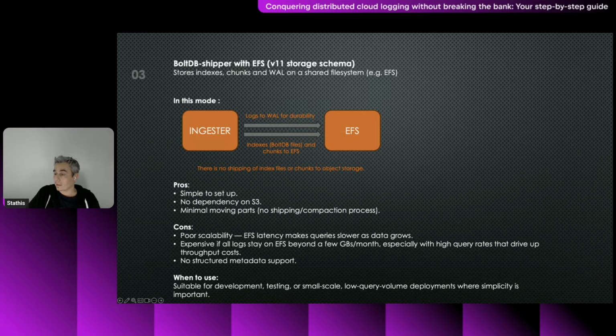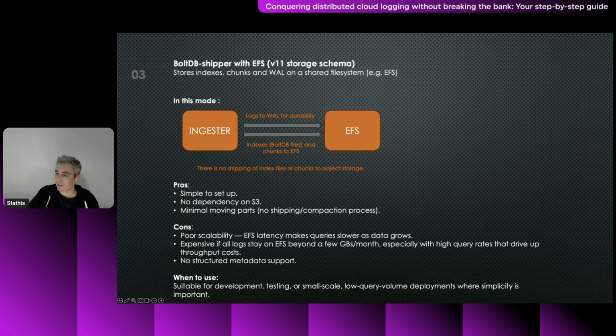The pros are that it's easy to set up, it doesn't depend on S3 as it uses one place to store everything, and the process itself is simpler as there is no shipping or compaction taking place. The cons are that it has poor scalability due to EFS that makes queries slower with larger volumes. It can be quite expensive with a lot of data or high query rates, and there's no structured metadata support. Basically, it's being used for testing and development, so we avoid the costs, and because we don't need the scalability.